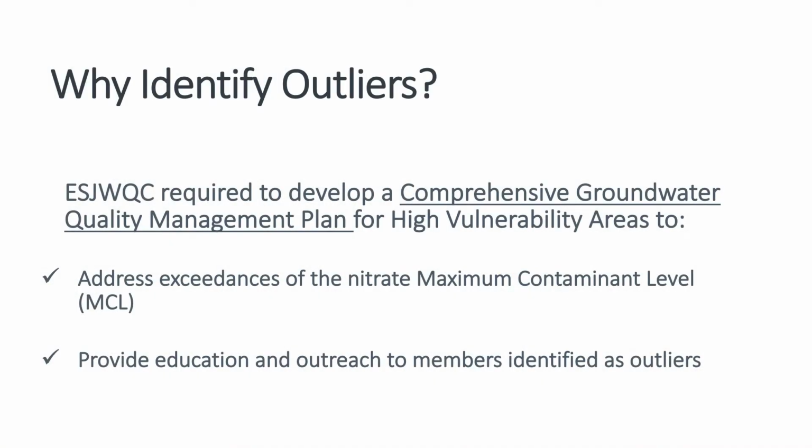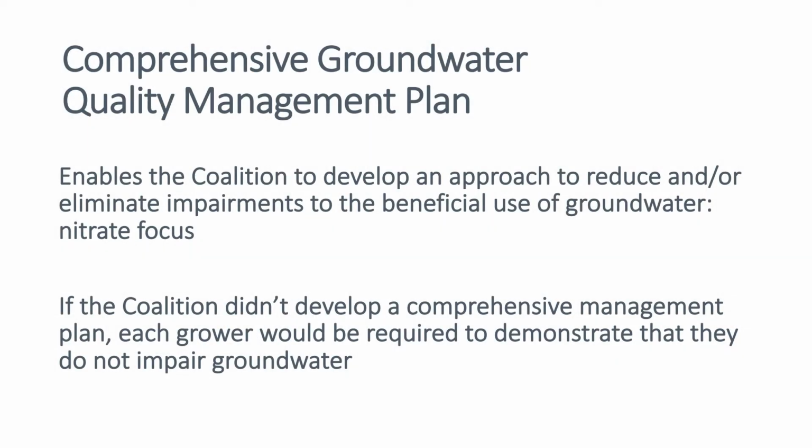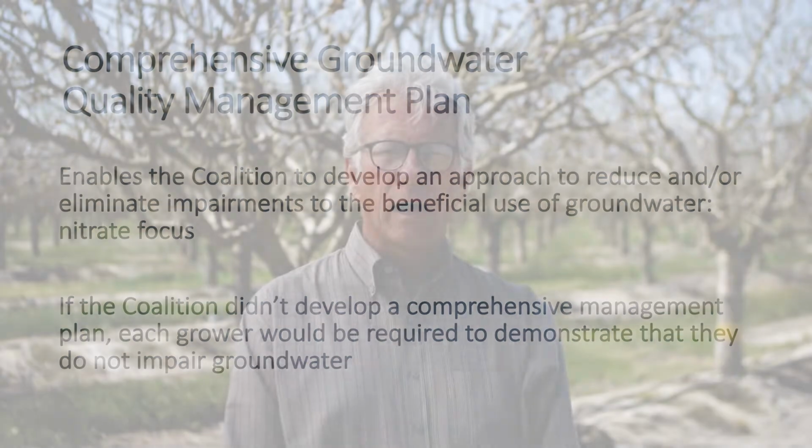So when a parcel is identified as being an outlier, then we are responsible as a coalition to provide additional outreach and education to growers, with the goal of trying to minimize excess applications to a crop. So this comprehensive groundwater quality management plan is something that enables us to develop an approach to deal with these excess applications and eliminate these potential impairments to groundwater.